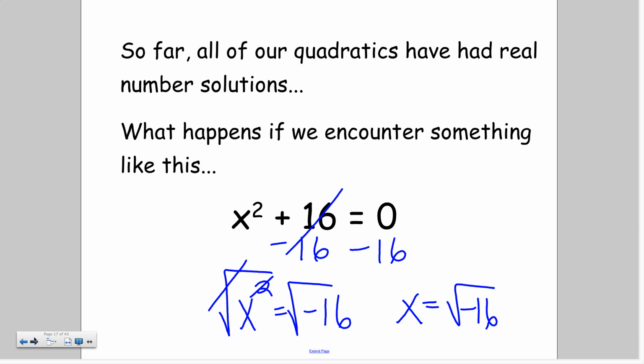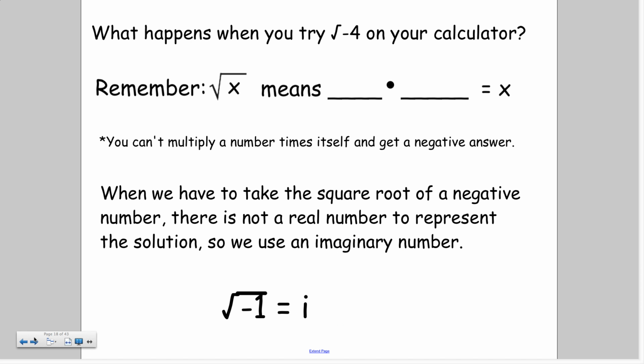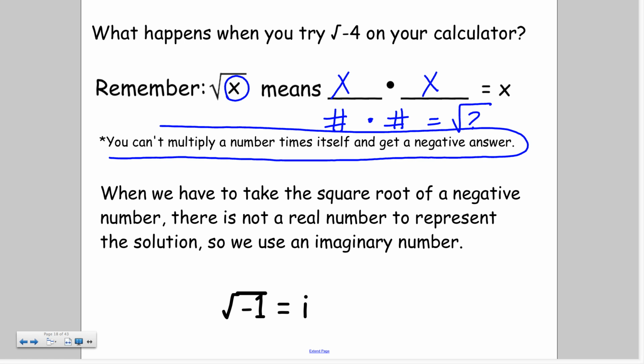Square roots mean something times itself gives me that number. For example, if I look there, the square root of x means x times x. Some number times itself gives me whatever is under there. Because we can't multiply a number times itself and get a negative answer, I have to go about a different way with negatives under my square roots. When we have to take the square root of a negative, there is not a real number to represent the solution. So we use an imaginary number.